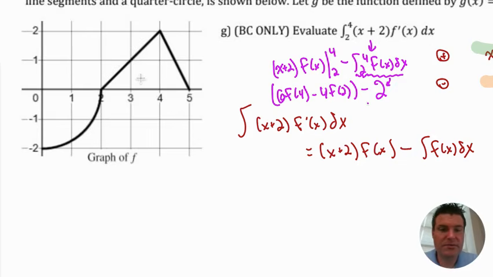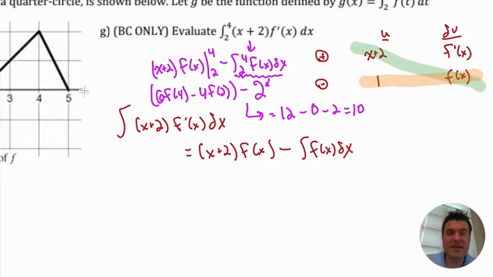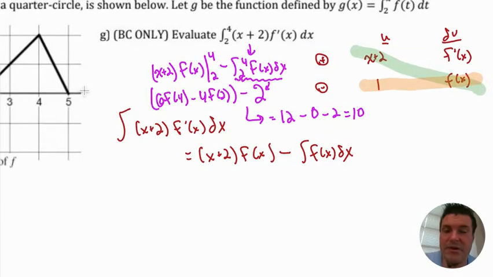Okay, so what is that going to get me here? That's going to give me 6 f of 4. F of 4 is 2, so it's going to be 12. Minus f of 2 is 0, so it's 4 times 0. Minus 2, so I'm going to end up with an answer here of 10. And again, we did this by using integration by parts. I think tabular method is the way to go.